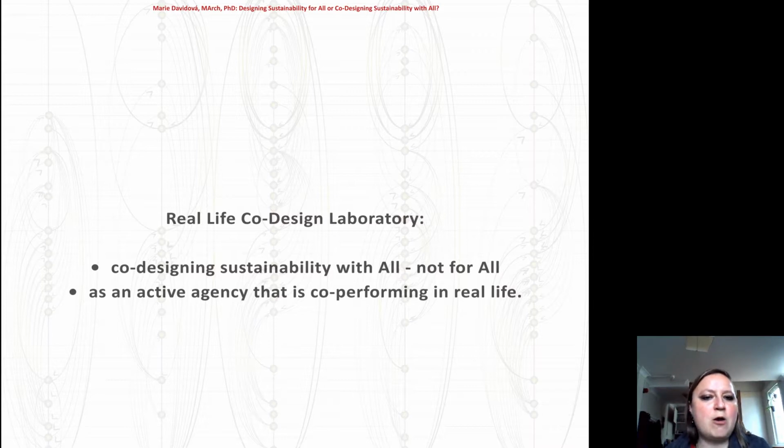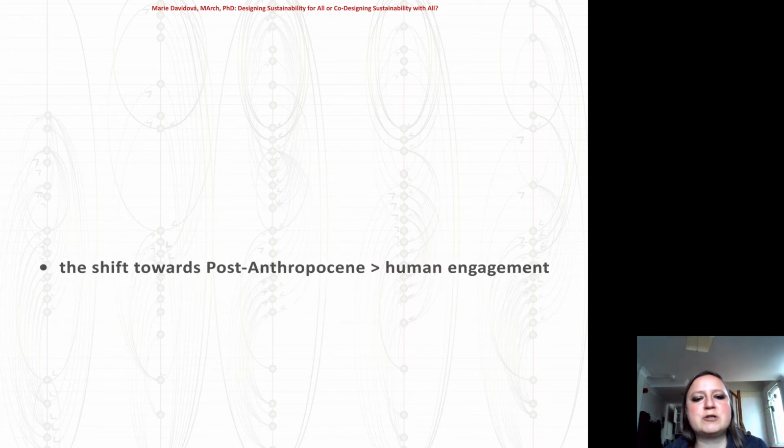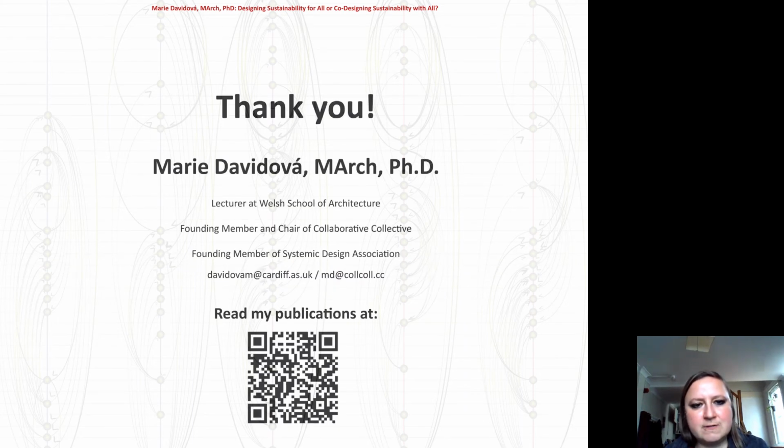So starting to conclude, all of this is occurring in a real-life co-design laboratory that is co-designing sustainability with all, not for all. And it is done as an active agency that is co-performing in real life. And this real-life co-design laboratory is co-created in real time across the overall real-life environment, meaning the overall ecosystem, and it is done by both living and non-living, biotic and abiotic agents. That leads to a shift towards post-Anthropocene. However, this post-Anthropocene cannot be reached otherwise than through human engagement, because you cannot reach social justice without environmental justice, and vice versa. Thank you.